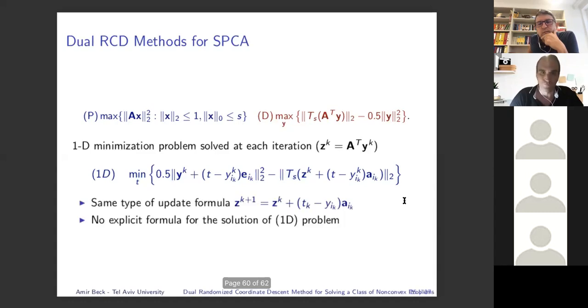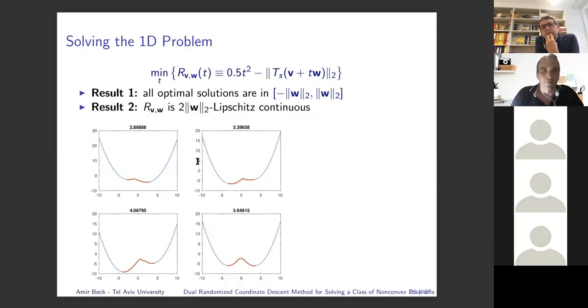Of course, we have the same type of update formula. It doesn't change. But we don't have an explicit formula, or it's not that important that it's explicit. We don't have an efficient method to solve the 1D problem. But here we do have some hope. The hope is that there is some structure in the problem.